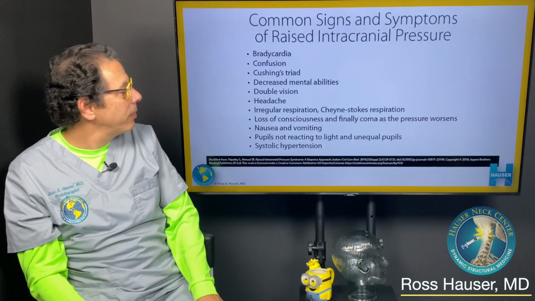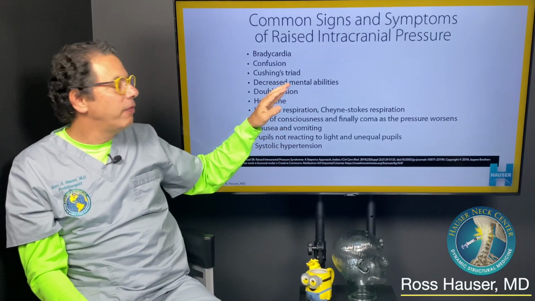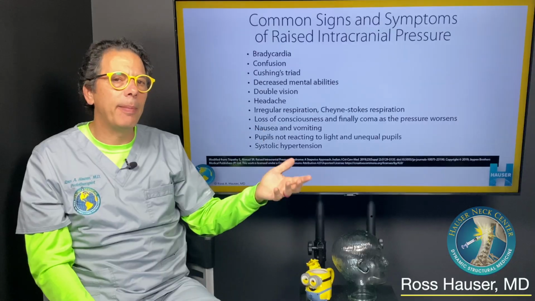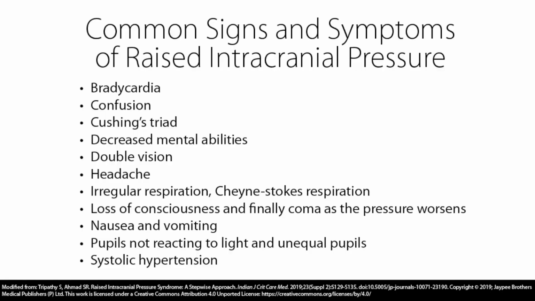Common signs and symptoms of raised intracranial pressure. I just want people to realize visual problems are common when the brain pressure is high. And we believe in most people, the brain pressure is high because of obstruction or compression of the internal jugular vein, which is the main vein that drains the brain when you're lying down.